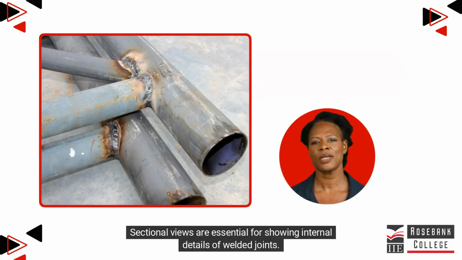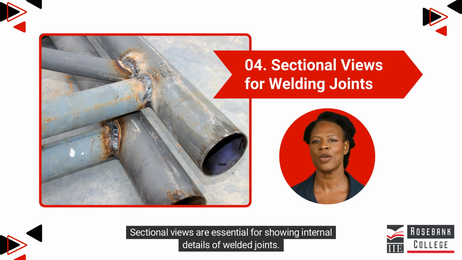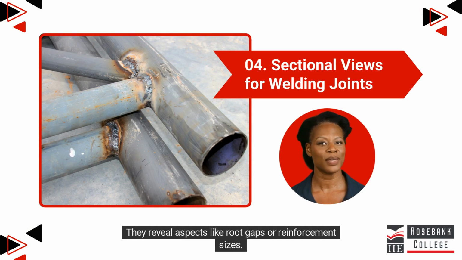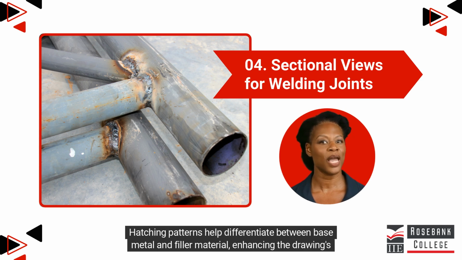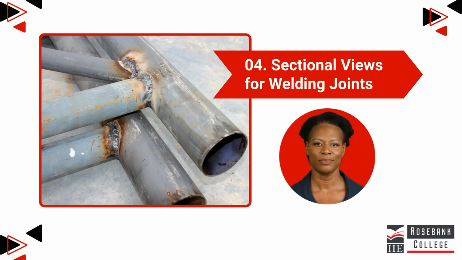Sectional views are essential for showing internal details of welded joints. They reveal aspects like root gaps or reinforcement sizes. Hatching patterns help differentiate between base metal and filler material, enhancing the drawing's clarity.